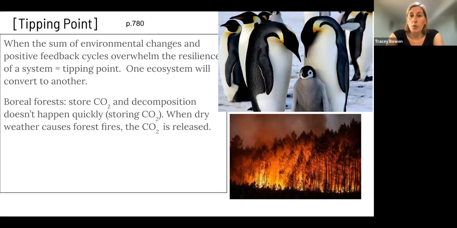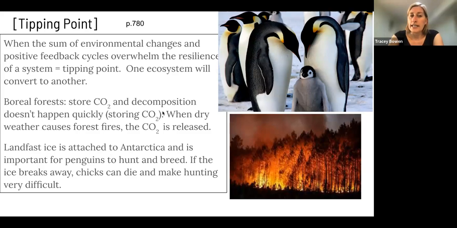But when things heat up, then that decomposition process happens more quickly. And additionally, if weather changes, then there's less water. So the forests become drier, which then causes more forest fires, which then burn the not decomposed stuff, as well as the trees, releasing carbon dioxide.